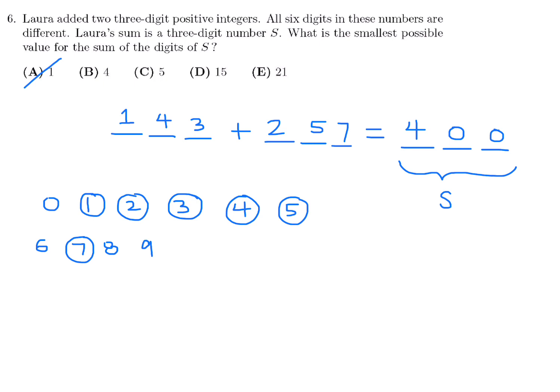There you go. And there's other ways of doing this too. That's not the only way, by the way. And there you go. I figured it out in a way so that the sum of the digits of S is 4. And that is, well, the smallest possible because all the other answer choices are bigger. So with a little bit of trial and error, number 6 is B.